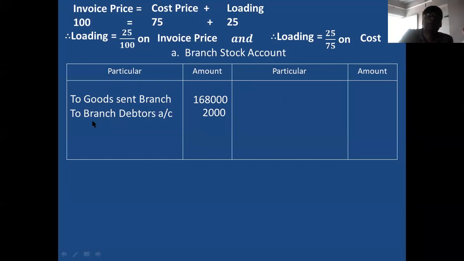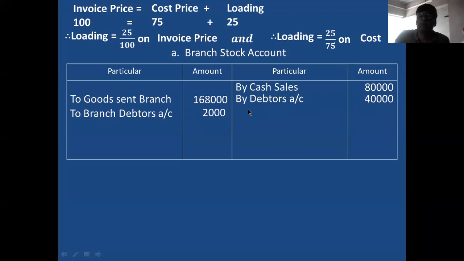The next is, sorry, four items. First item is cash sale. Second item is credit sale. You write branch debtors account, credit sale 40,000. Third item, return to head office, goods sent to branch. Return to head office is 18,000.